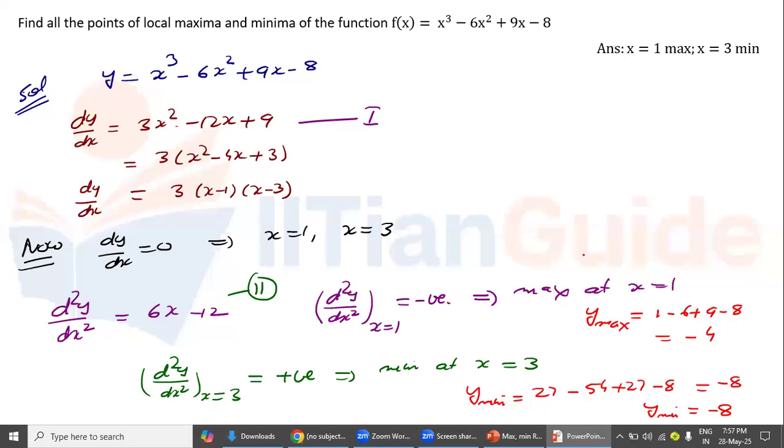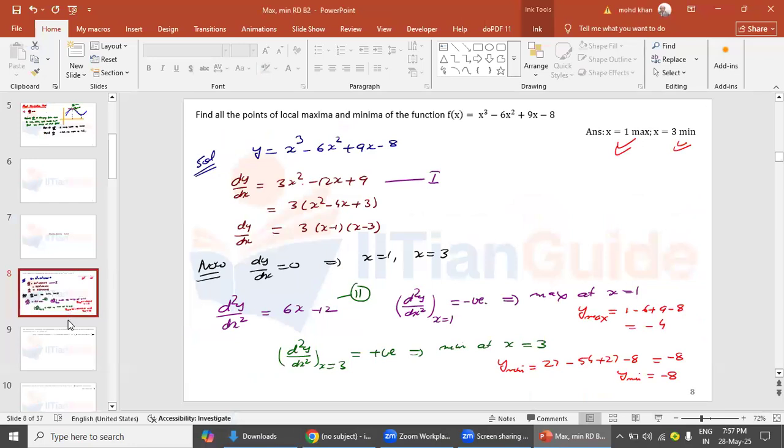So I got it is maxima at the point x is equal to 1 and it is minima at the point x is equal to 3. Is it clear? Clear to everybody? Yes, sir. Okay, just wait. I have done the second derivative test. Now I'm going to change the question. I'm telling you the same question with the first derivative test. Just a minute.